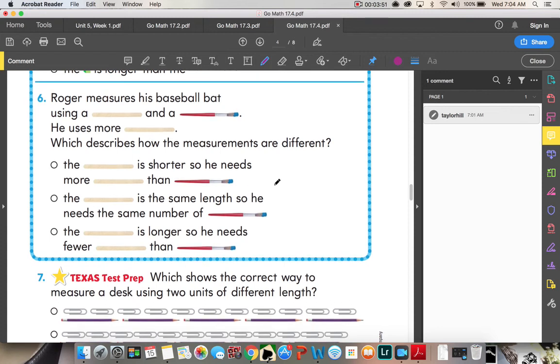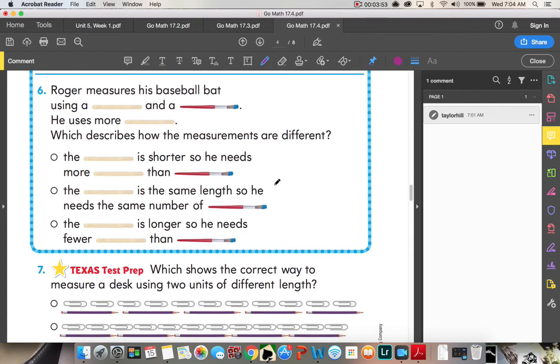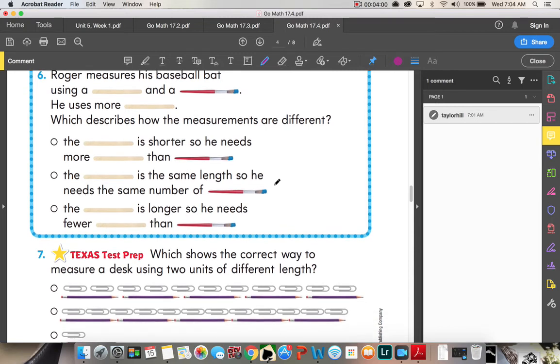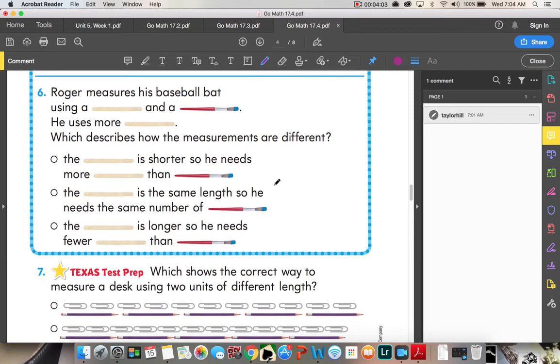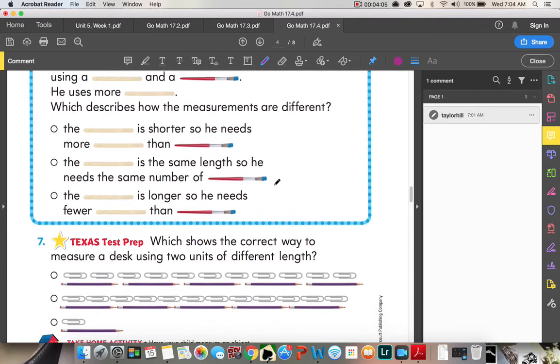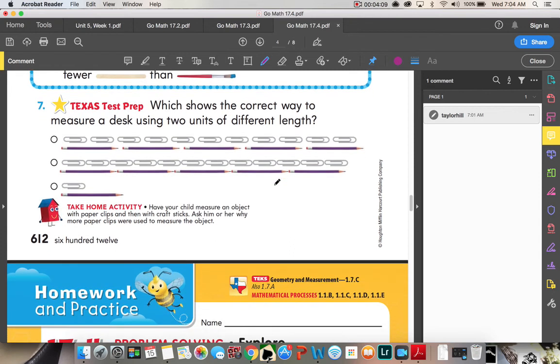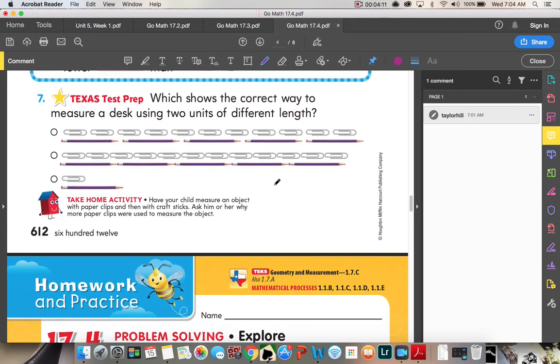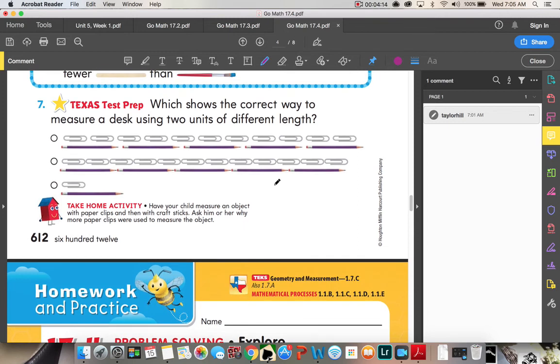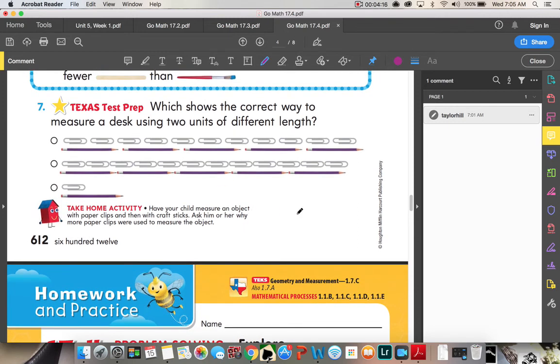Okay, number 6. Roger measures his baseball bat using popsicle sticks and a paintbrush. He uses more popsicle sticks, which describes how the measurements are different. Is the popsicle stick shorter than the paintbrush or longer than the paintbrush? Which shows the correct way to measure a desk using 2 units of different length? Okay, in one, the units are close together and laid end to end. In the other, they use more space and that creates more length.